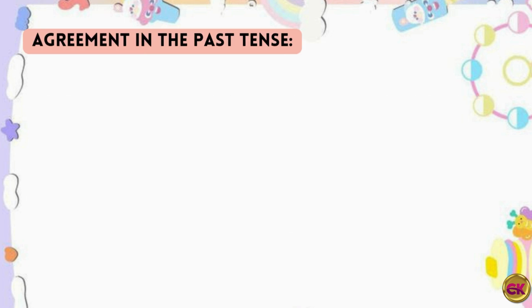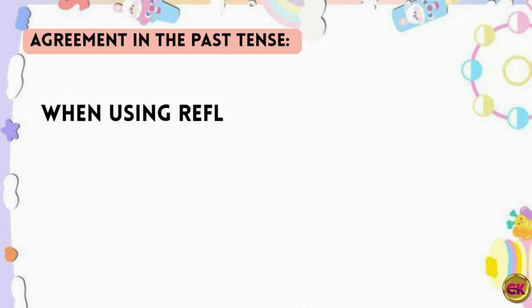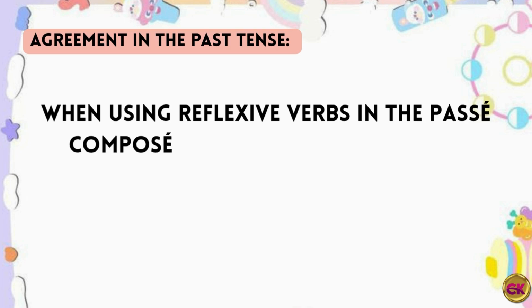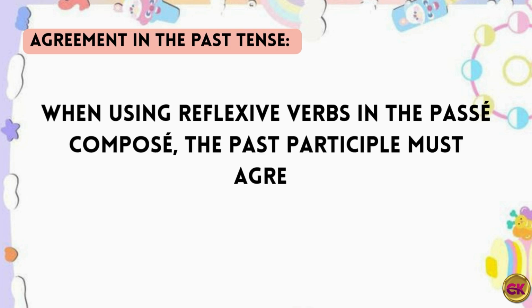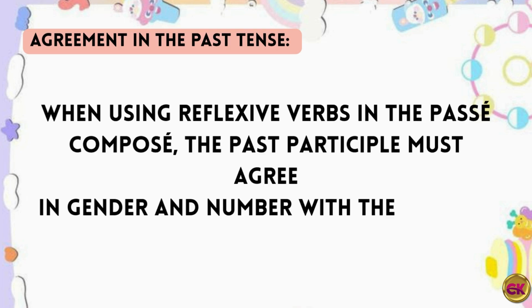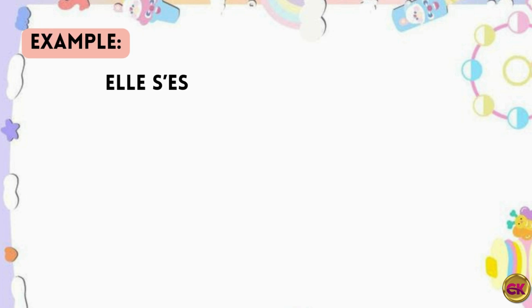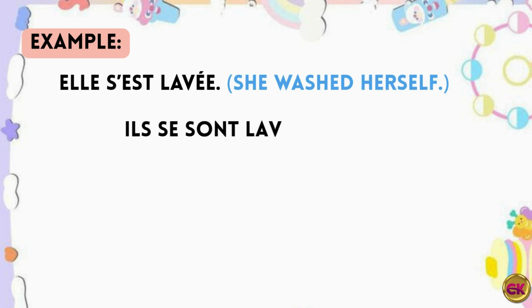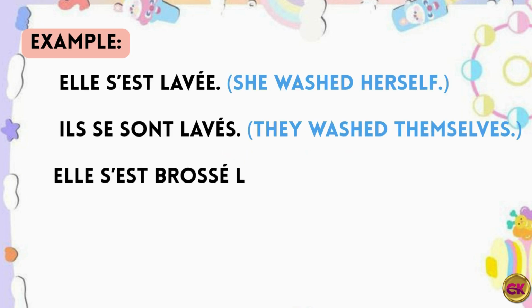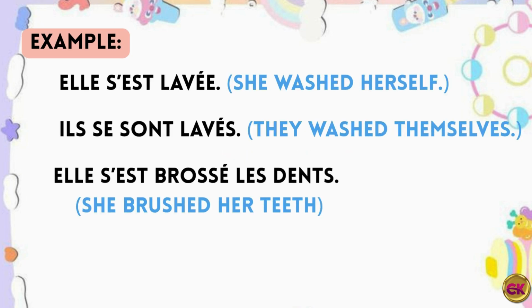Agreement in the past tense. When using reflexive verbs in the passé composé, the past participle must agree in gender and number with the subject, unless the verb has a direct object. For example, elle s'est lavée. Ils se sont lavés. Elle s'est brossé les dents.